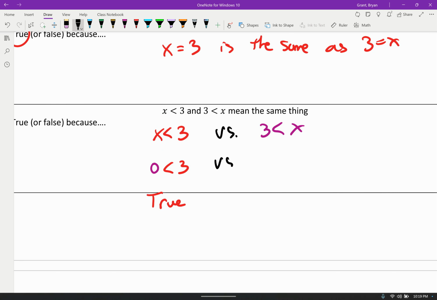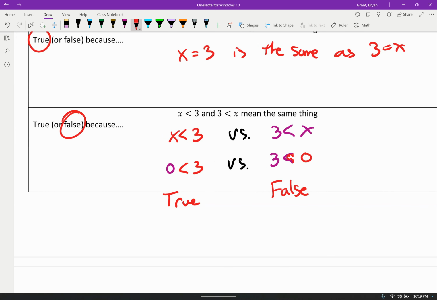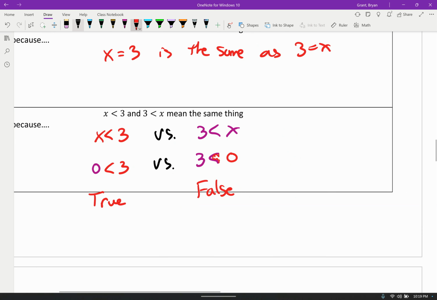But what if we did the same thing on the other side? We have a 3, we have a less than, and then we put in a 0. Is 3 less than 0? Or think back to your alligator mouth. Is the alligator mouth eating the larger number now that they're both numbers? No, it's certainly not. 3 is not less than 0. That's false. So do they mean the same thing? No, that's false because when we tried a number that worked in one, if it was the same, it should have worked in both. So what is the same as x less than 3, right? If we had x less than 3 and we want to rewrite this, rewrite.